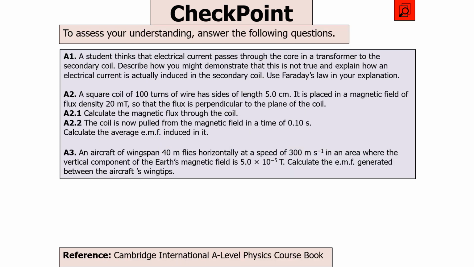The next question says, a student thinks that electrical current passes through the core in a transformer to the secondary coil. Describe how you might demonstrate that this is not true and explain how electrical current is actually induced in the secondary coil. Use Faraday's law in your explanation.